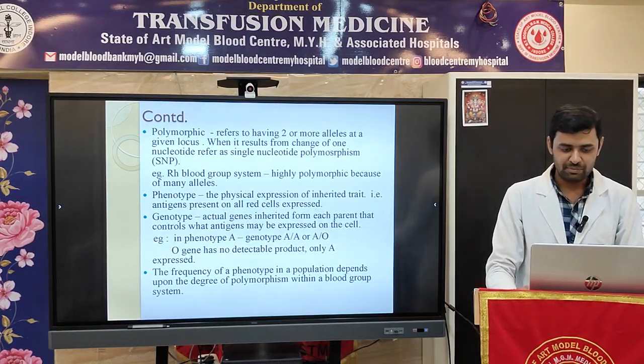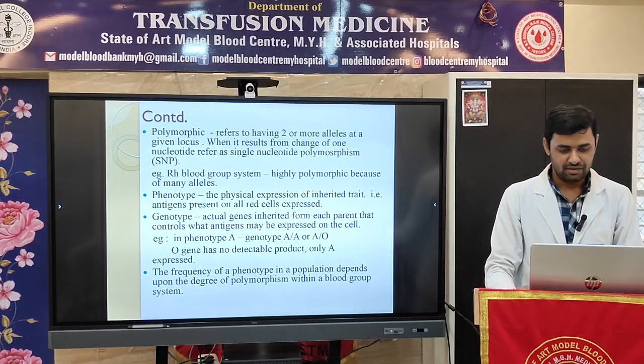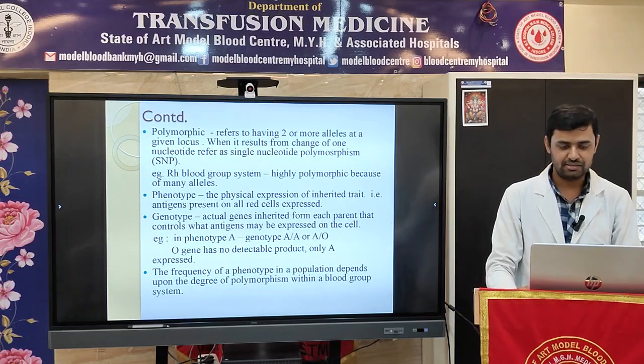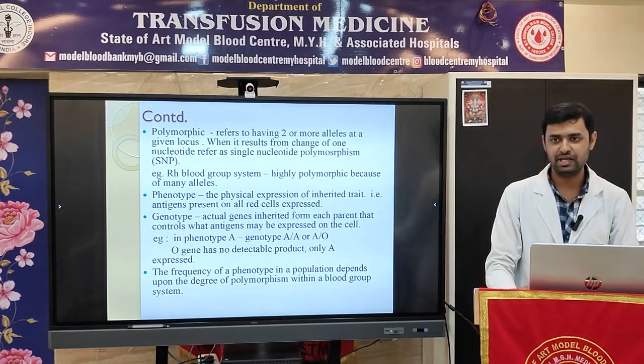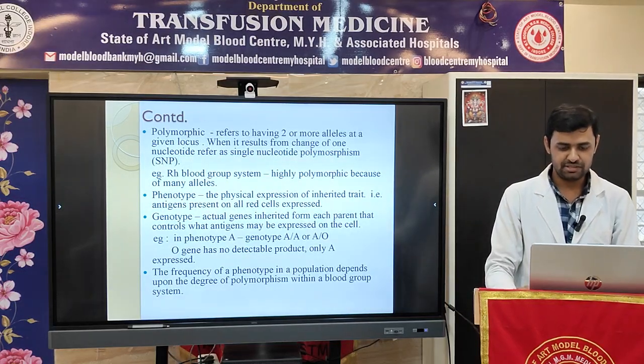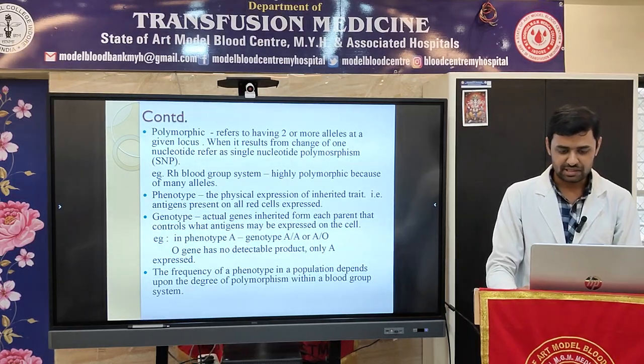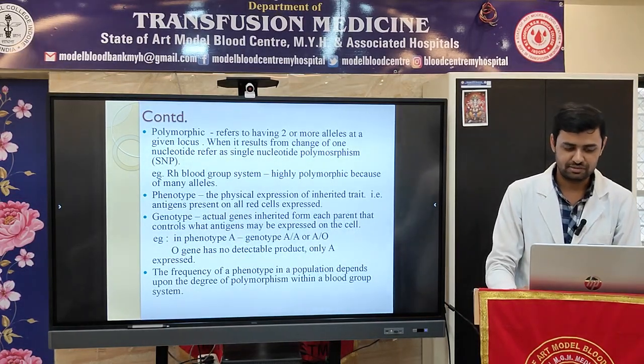Now coming to phenotype and genotype. What is phenotype? Phenotype is the physical expression of inherited trait, that is antigens present on the red cell expressed. What is genotype? Actual genes which are inherited from each parent that control what antigens may be expressed on the cell. For example, in phenotype A, genotype can be AA or AO. Since O is no detectable product, only A is expressed.